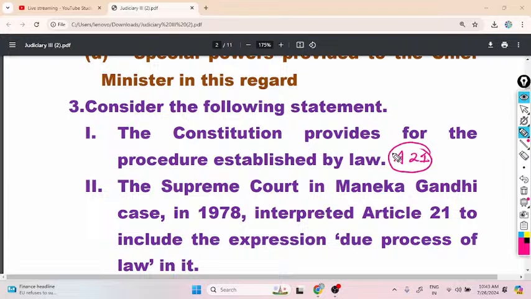The Supreme Court in Maneka Gandhi case versus Union of India, 1978, interpreted Article 21 to include the expression due process of law. Due process of law is the basis of judicial review in the United States of America. In India, judicial review is carried on the principle of procedure established by law.